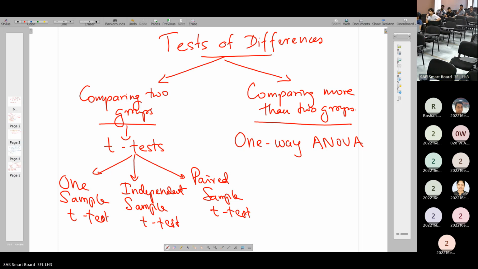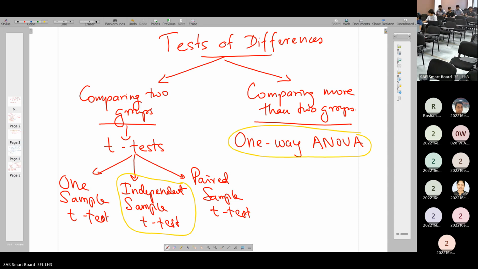What are those? I'll be discussing probably the independent sample t-test. Then I'll be discussing one-way tests, which are very simple tests, but you have to understand something about the results.